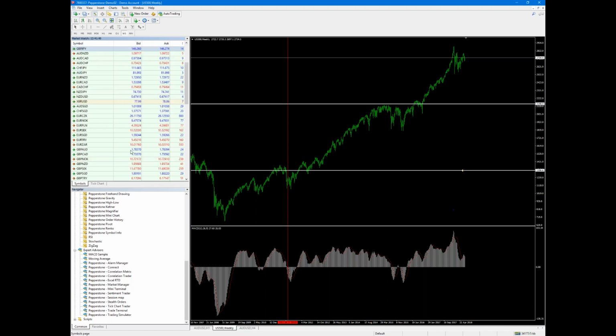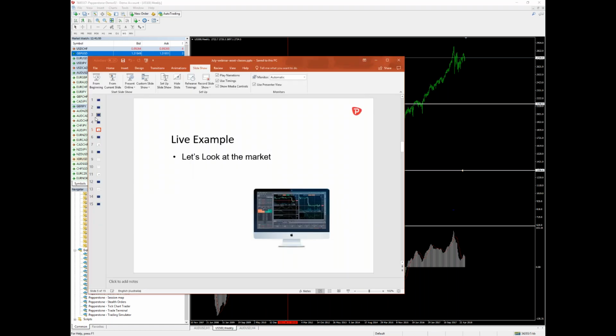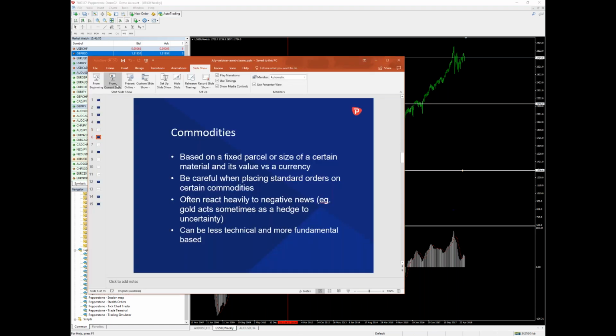And I think the other pair that's probably worthwhile looking at is going to be gold as well, which we'll talk about in commodities. So let's jump straight back into the slides, talk about commodities a little bit, and then we'll talk about indexes, and then we'll jump into the charts for each one and talk about a couple of indicators and things that we use when we're talking about diversification for these.